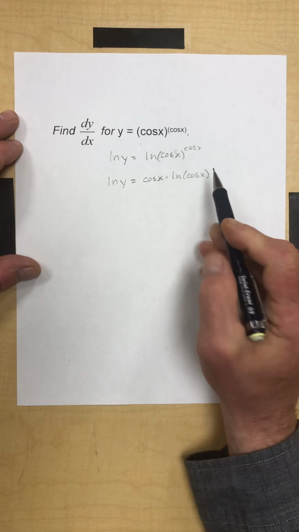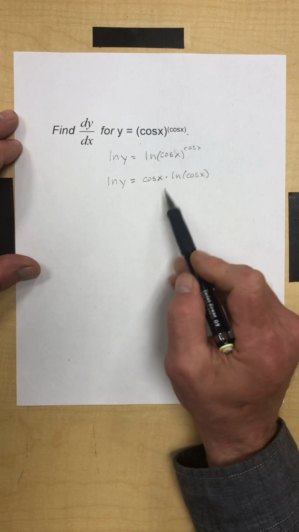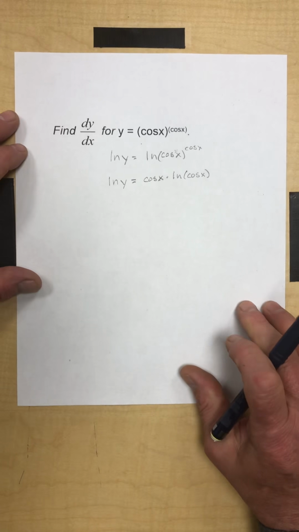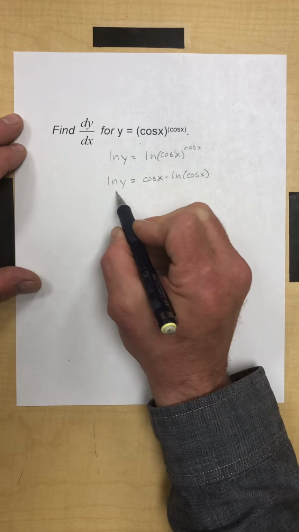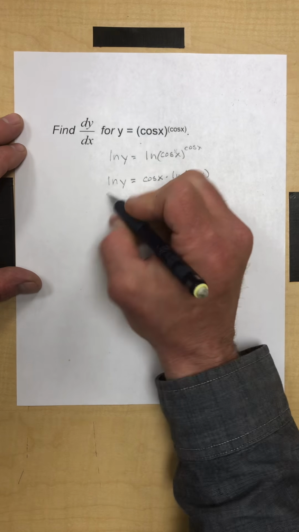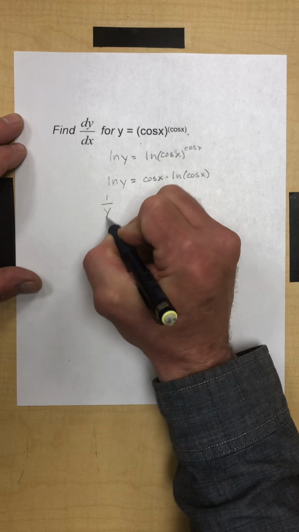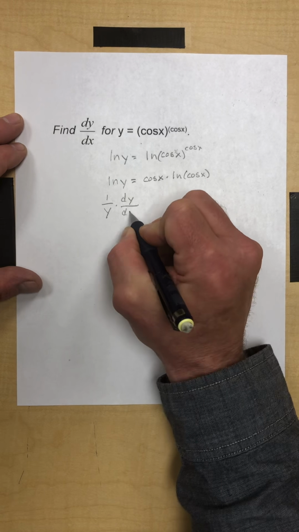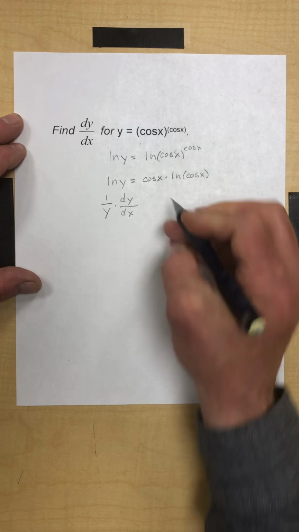Okay, now that I have the base and the exponent separated from each other, I can take the derivative straight across using logarithmic differentiation. So the derivative of the natural log of y, 1 over y, times the derivative of y, which is dy dx, and obviously that's what we're looking for, dy dx.